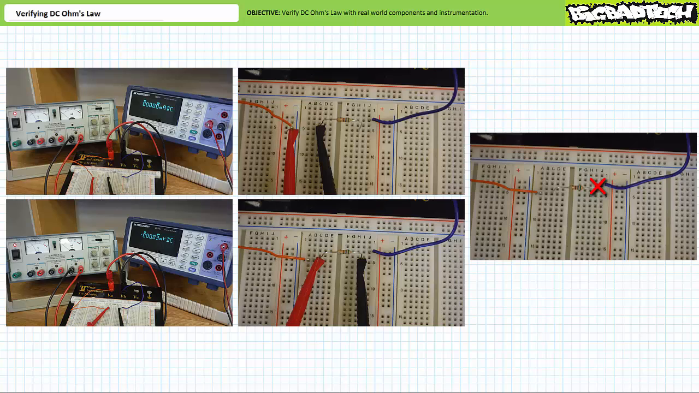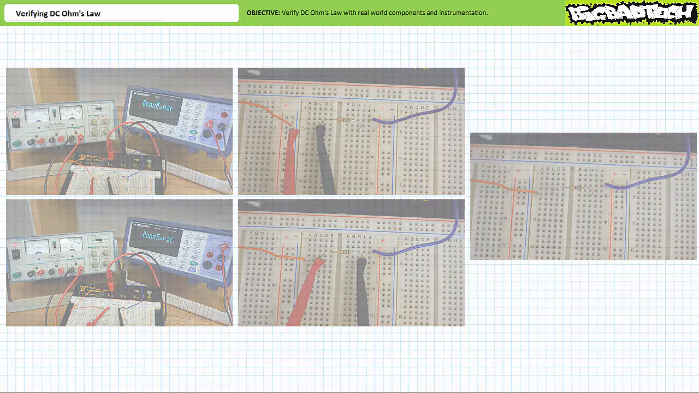This is an open, and no current will flow through this circuit, nor will any voltage be dropped across the resistor. Close visual inspection of the circuit has identified the problem.